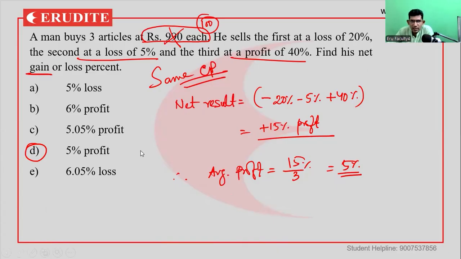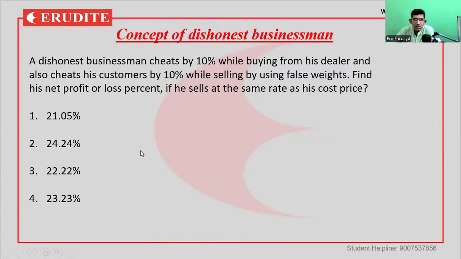Now, let's take another pattern of question which is very common. That is the concept of dishonest businessman. So let's understand how to solve this type of questions in a faster way. Okay. So question says, a dishonest businessman cheats by 10% while buying from his dealer, and also cheats his customers by 10% while selling by using falsehoods. Find his net profit or loss percent if he sells at the same rate as his cost price.